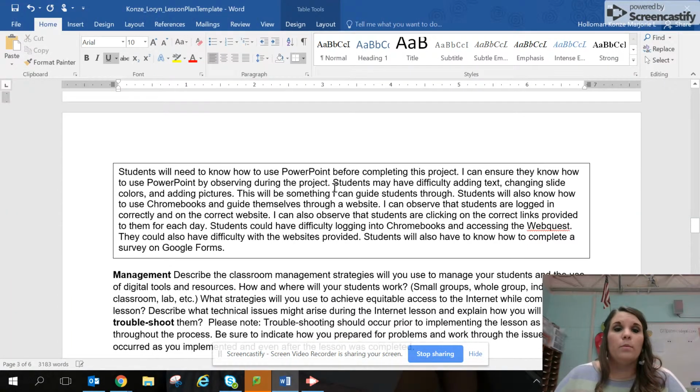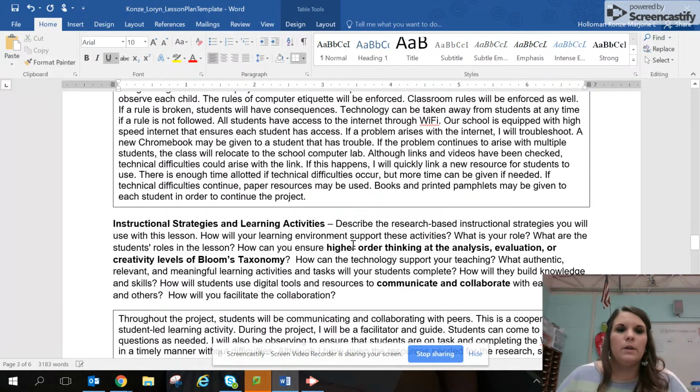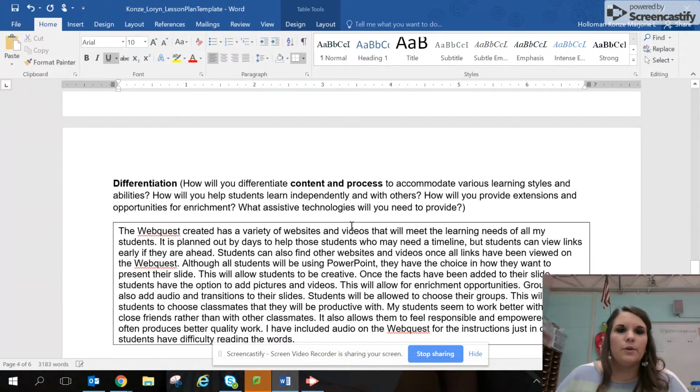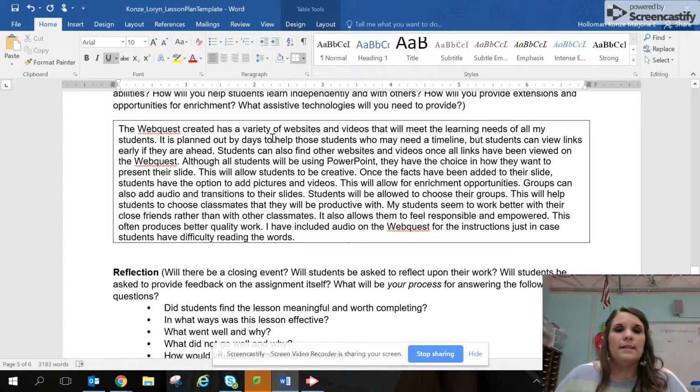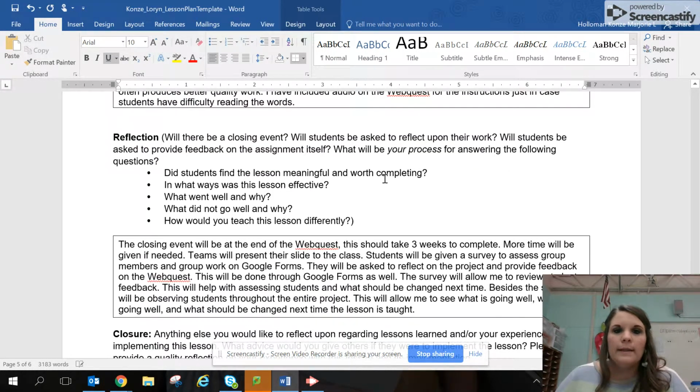We used Chromebooks, which my students know how to use. We use them daily in my classroom. Like I said, I used a variety of different websites and videos that my students could use just to keep them engaged. And I actually let them choose their groups so that they were willing to work with their partners, and it wouldn't be a problem with who they were working with.